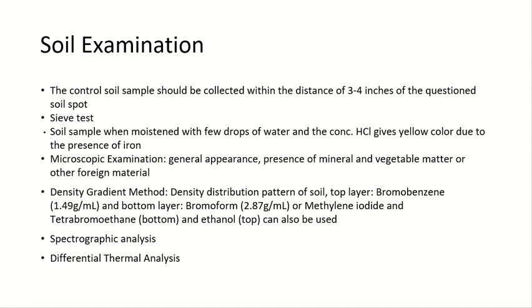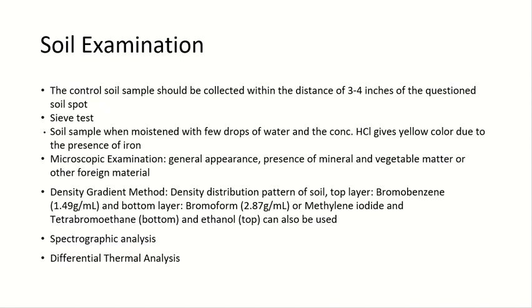The microscopic examination of soil will tell us about its general appearance, the minerals present in it, vegetable material, or any other foreign material found. The density gradient method is used to determine the density of the soil and to differentiate soils. The top layer will contain bromobenzene, whose density is 1.49 grams per ml. The bottom layer will contain bromoform, whose density would be 2.87 grams per ml.